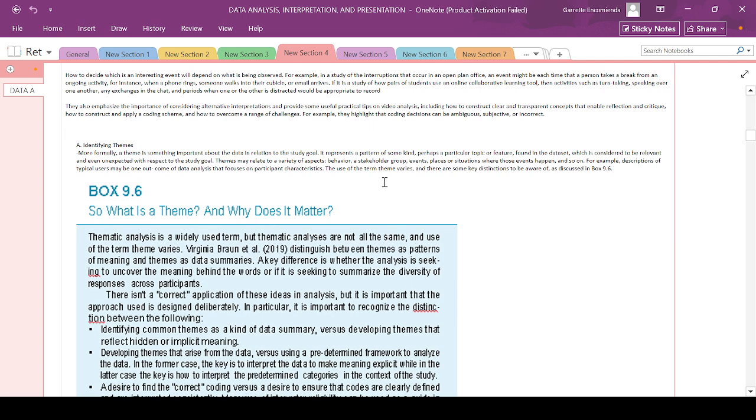Identifying themes. More formally, a theme is something important about the data in relation to the study goal. So a theme is that one point in relation to the study. It represents a pattern of some kind, perhaps a particular topic or feature found in the dataset, which is considered to be relevant and even unexpected with respect to the study goal. Themes may relate to a variety of aspects: behavior, a stakeholder group, events, places, or situations where those events happen, and so on.